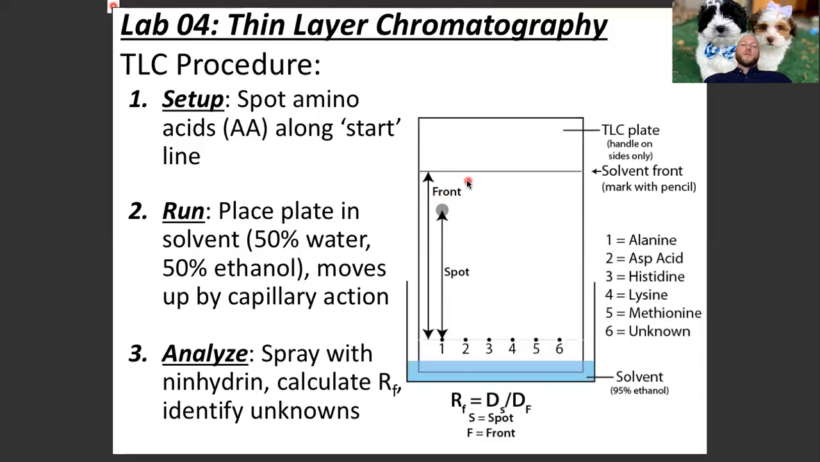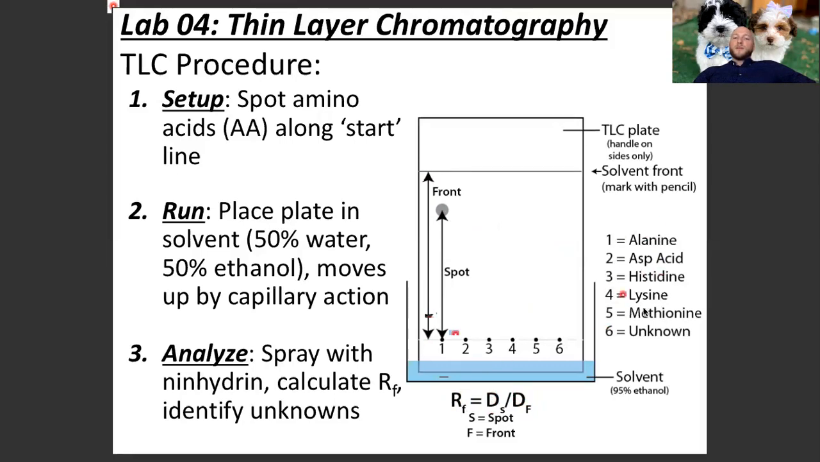After we see our dots, what we're going to do is look for something called the relative front, so the RF ratio for each one of these amino acids. To find it, the RF is equal to D for the S, the distance for the spot. We're going to measure the distance from the starting line to however far the dot went for each one of these amino acids. And we're going to divide that by the distance of the front, or the total distance that the solvent traveled.